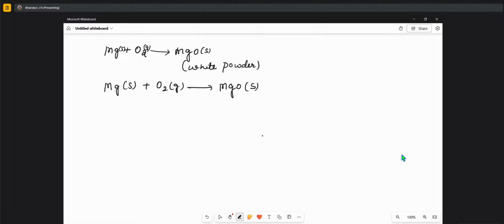No, because in the reactant you have one magnesium and two oxygen, correct? But here you have one magnesium and one oxygen. Here two atoms are there, but here one. So you have to balance the chemical equation. How can we balance this? So how to balance a chemical equation?